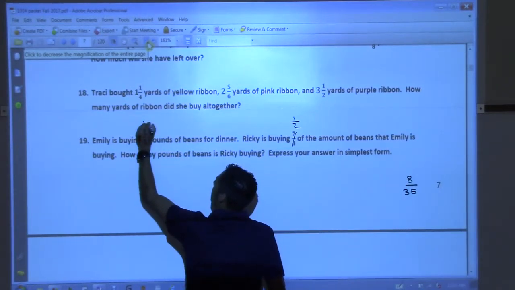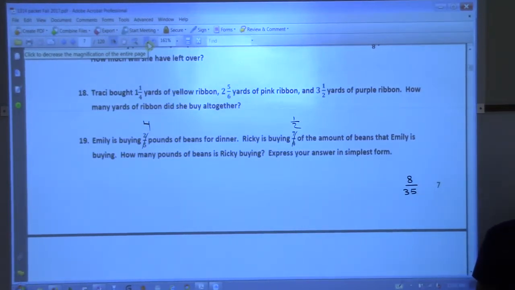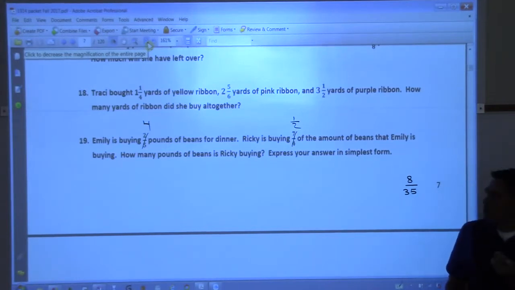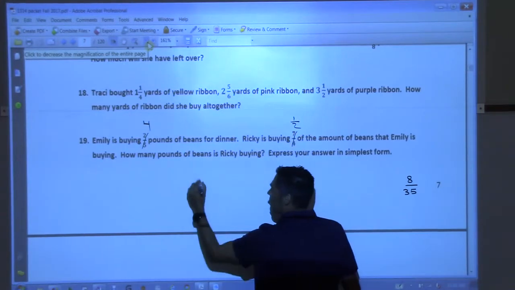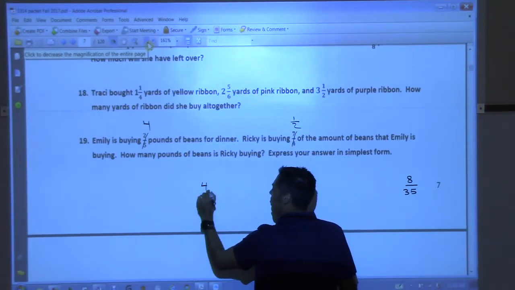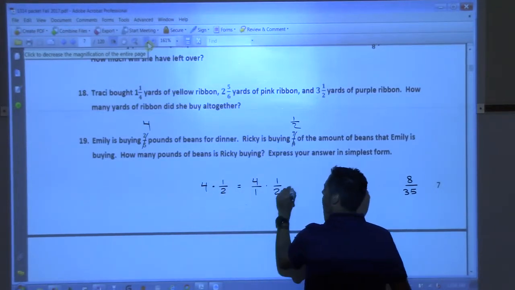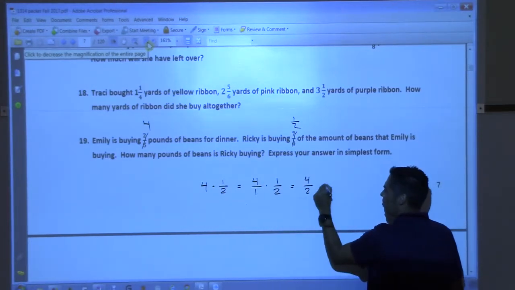Let's try this again. What if this was 4 pounds and this was a half? How many pounds would Ricky have? 2, right? Because you're doing half of 4. When you use that word of in mathematics, it usually means multiplication. What you're doing here is taking whatever number is here and multiplying by this number. In this example, this would be 4 times a half, which is the same as 4 over 1 times 1 over 2, which is 4 over 2. Multiplication is straight across, and then 4 divided by 2 is 2.